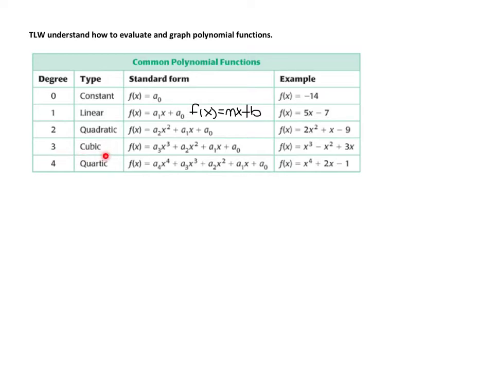Degree of 3 is cubic, degree of 4 is quartic, so those are just different ones. And if it keeps going up, you don't have to call it a specific type, you just call it a polynomial if it's higher than a degree of 4. You say 5th degree, you don't have to call it quartic. Okay?